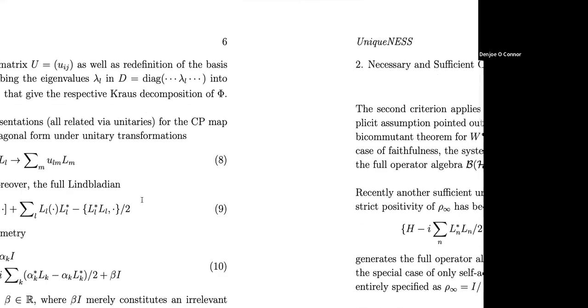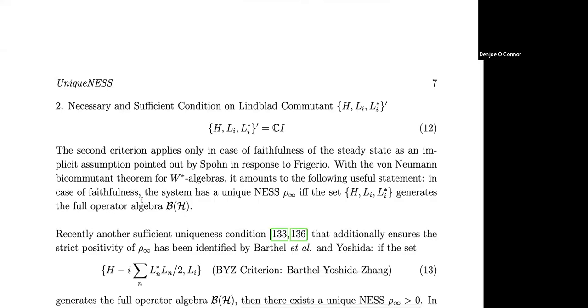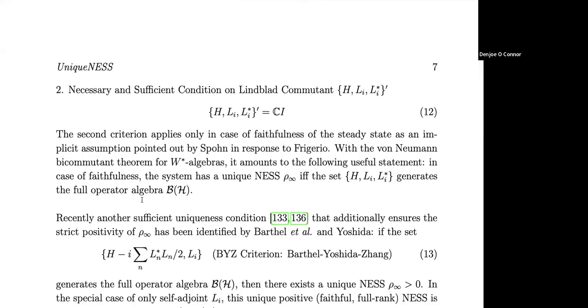And there were other conditions here also. Again, you look really at the operators and the algebraic structure. You look at the commutants. So that means you just take all the operators that commute.